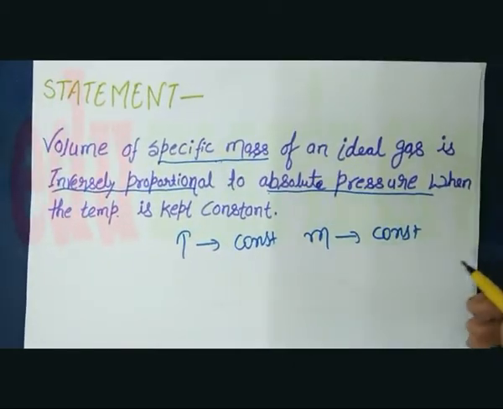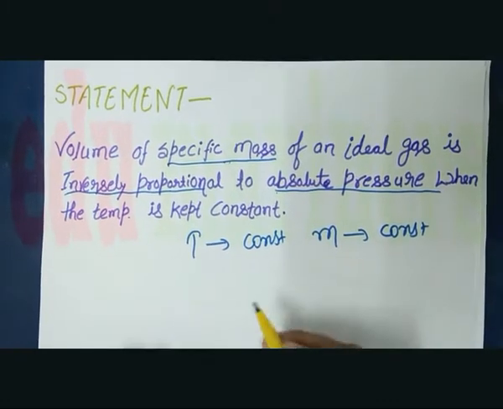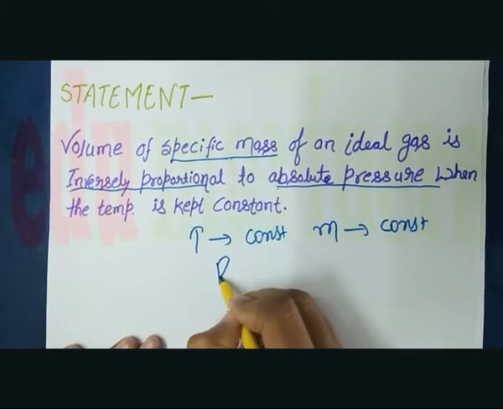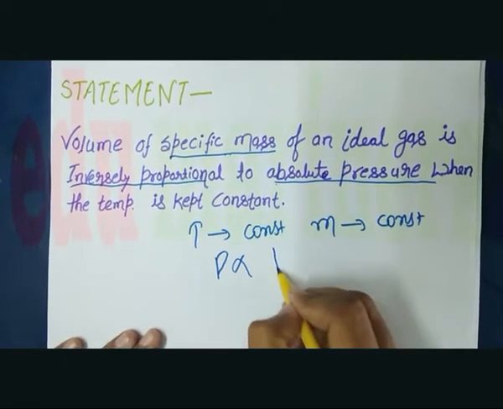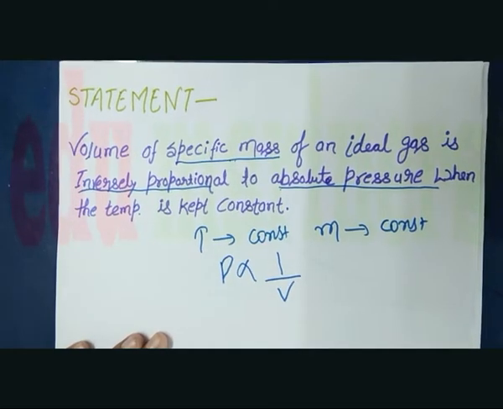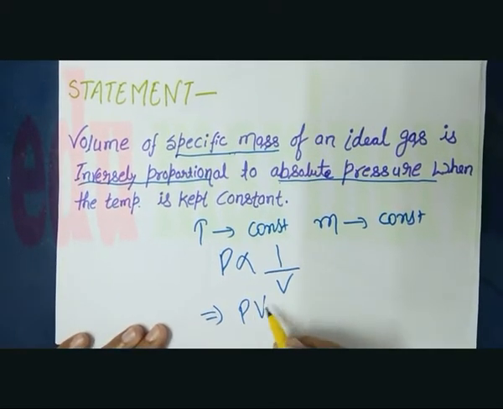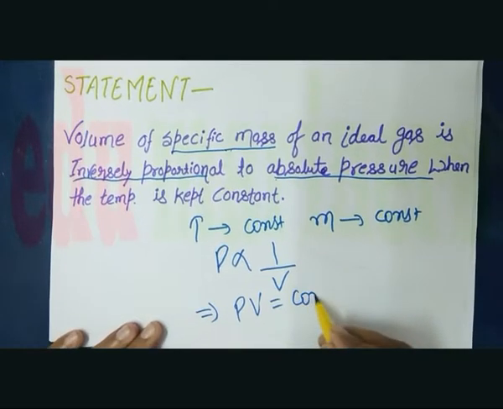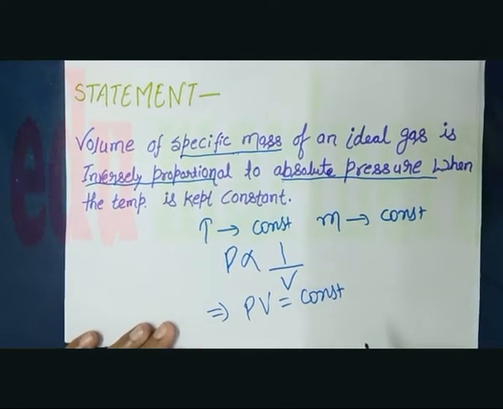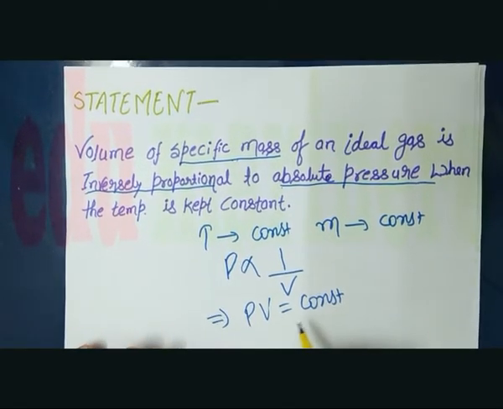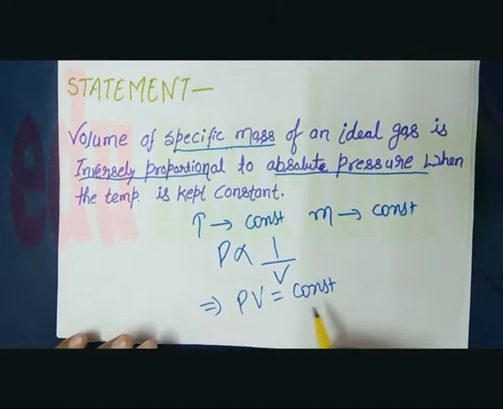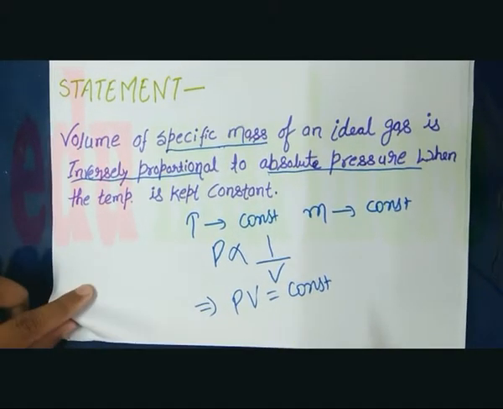We can write this equation mathematically as P is inversely proportional to V. So this can be rewritten as PV is equal to constant, some constant which is the proportionality constant. So this is the mathematical representation of Boyle's law.